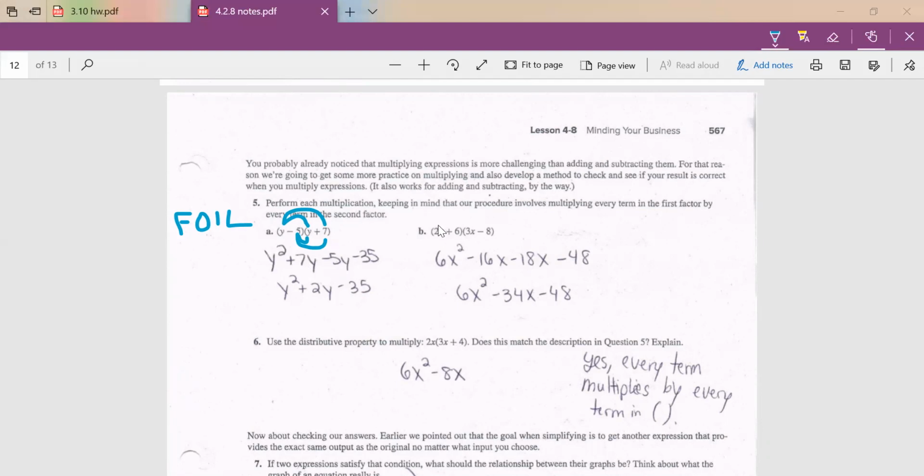Okay, first, 2x times 3x is 6x squared. Last, outer, 2x times negative 8 is negative 16x. Inner, 6 times 3x is negative 18x. And last, 6 times negative 8 is negative 48. And then I combine these two together to get negative 34x.